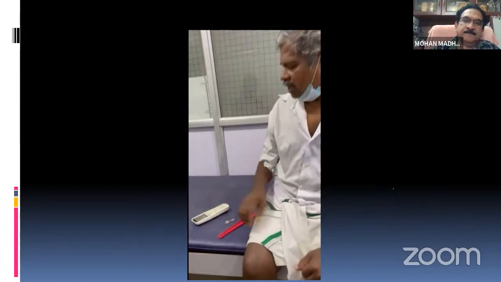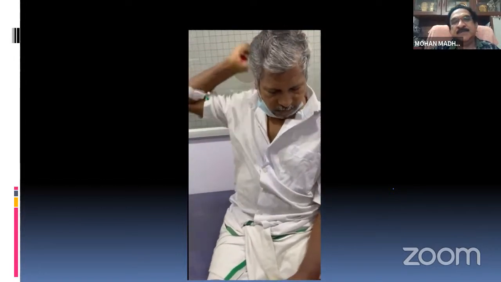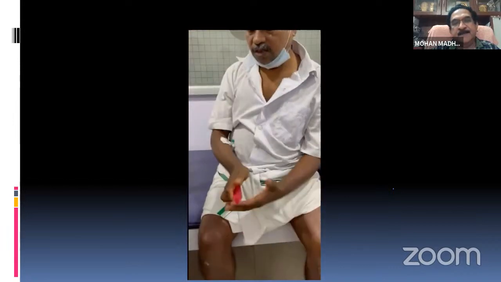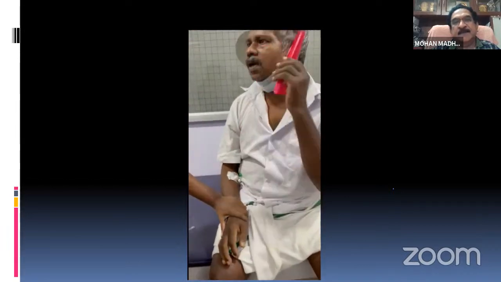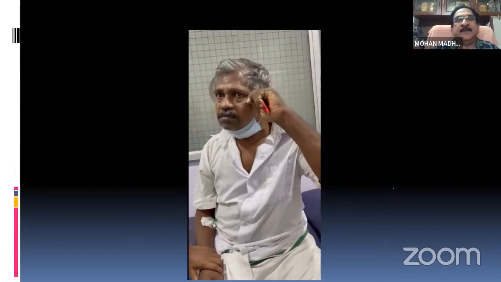What is used for combing the hair? Okay, show combing the hair. Now you ask to do with the left hand. Show combing with the hand. He held it correctly, but could not do it correctly with the left hand. Okay. Did correctly with the right hand.